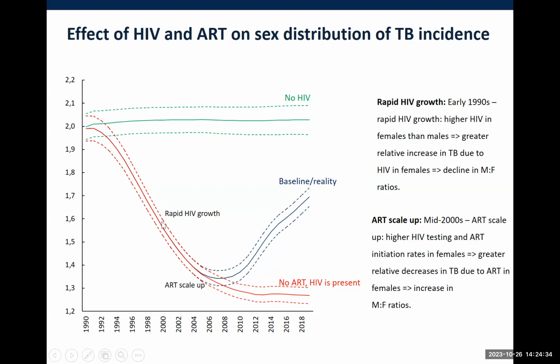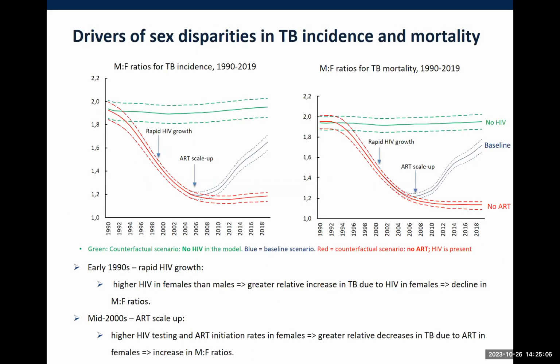Whereas in the early 1990s, because of the rapid growth of HIV, which was much higher in females, the ratio dropped so rapidly because females were developing TB rapidly due to HIV. But with ART, this got reversed, and that's why in the baseline we see it picking up again. The male to female ratio is rising again, and the same pattern also follows for mortality.